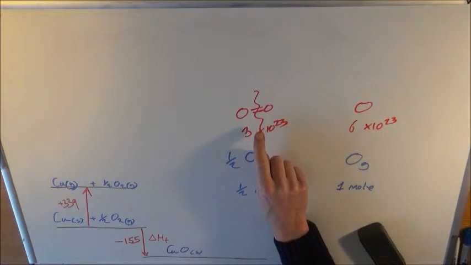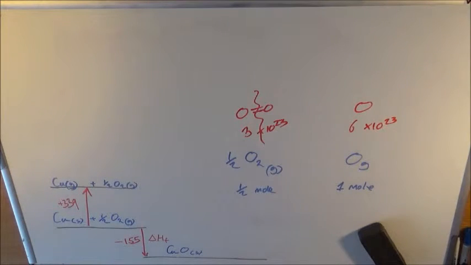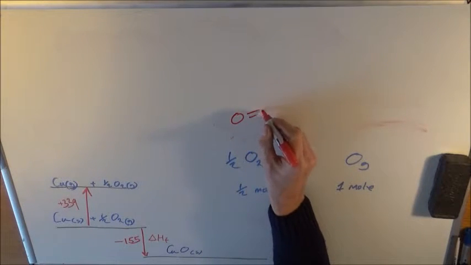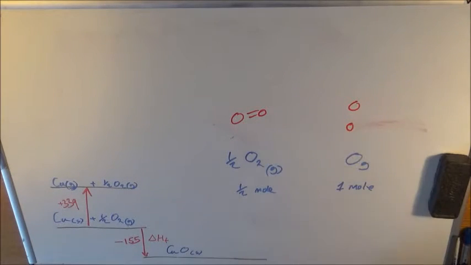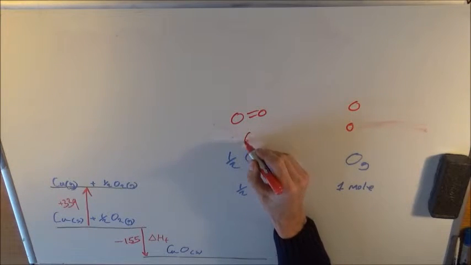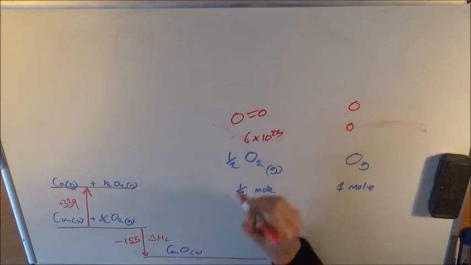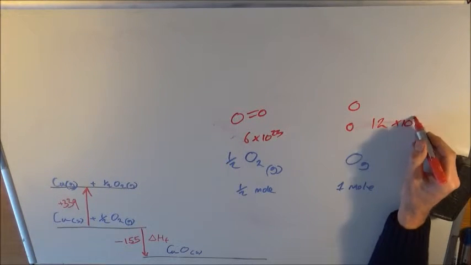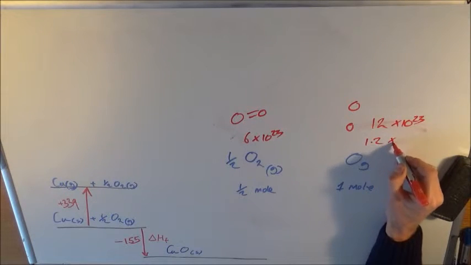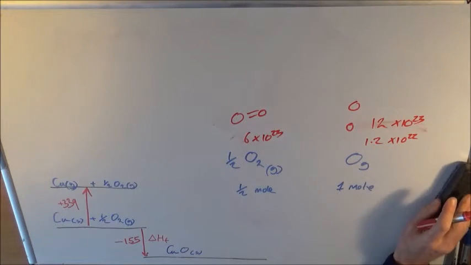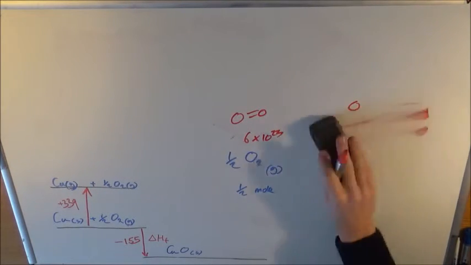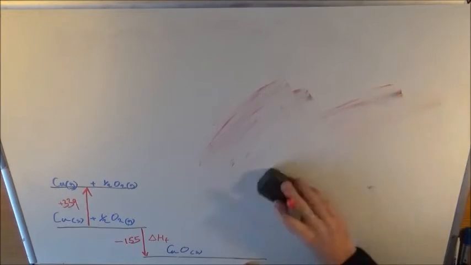Every O2 molecule you get would give 2 oxygen atoms. Let me show that. There's an O2 molecule, and that would give 2 oxygen atoms. So if I had a mole of O2, that would be 6 times 10 to the 23 of them. Then I would actually get 12 times 10 to the 23, or 1.2 times 10 to the 24, of course. So I only need half as many of those, so I've got to have half of an O2. You don't need to worry about that.